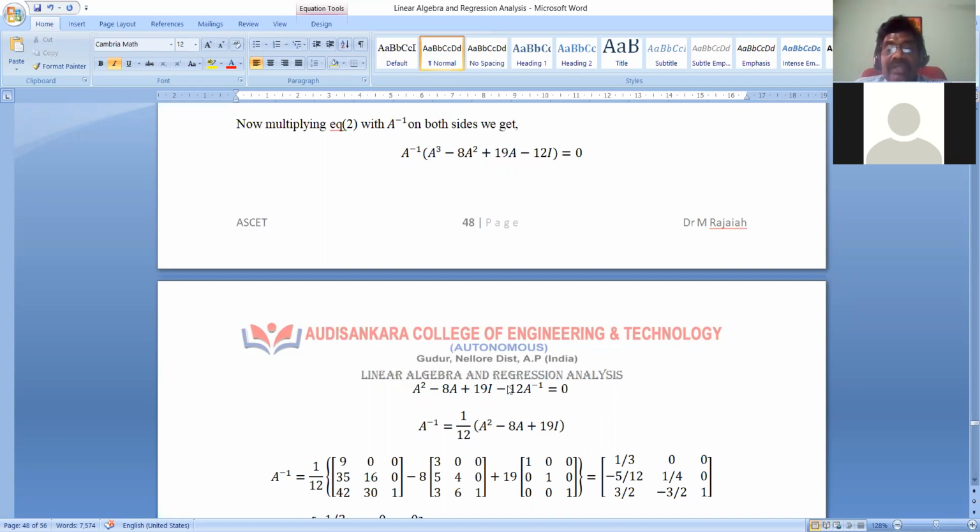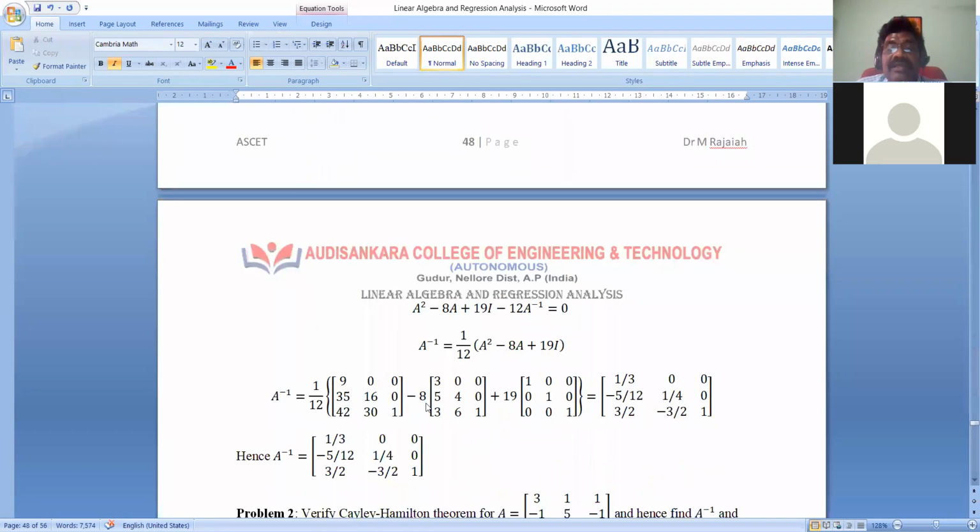Now we want to write down A inverse from this reduced equation in terms of the square matrix. 12 into A inverse equal to A square minus 8A plus 19I. A inverse equal to 1 by 12 into A square minus 8A plus 19I. Now substituting the A square value, minus 8A and 19I value in this equation, then only we get the value of A inverse.